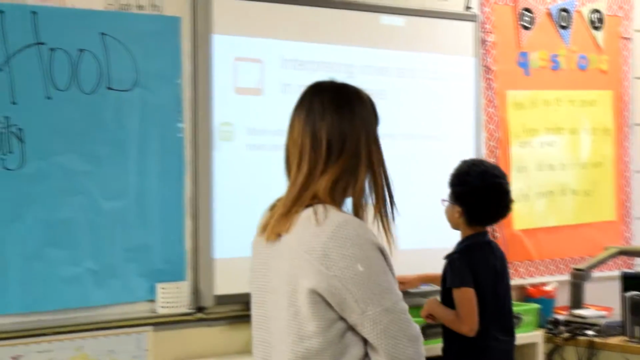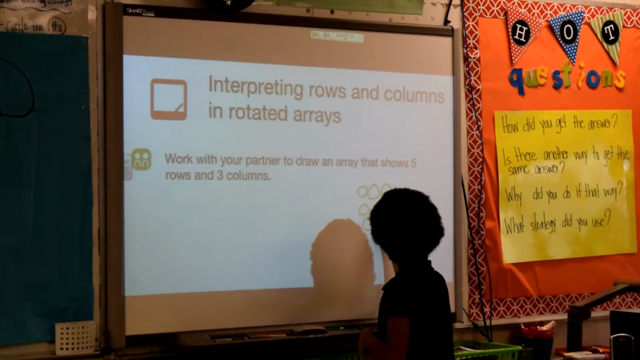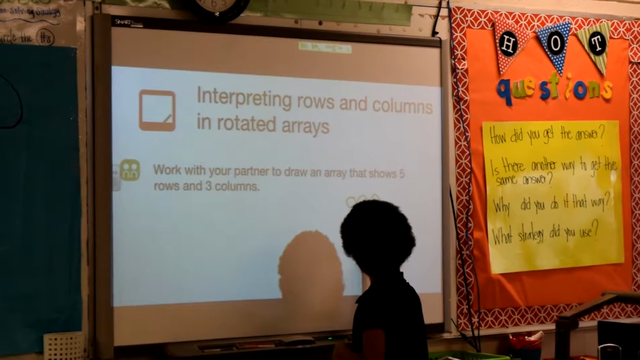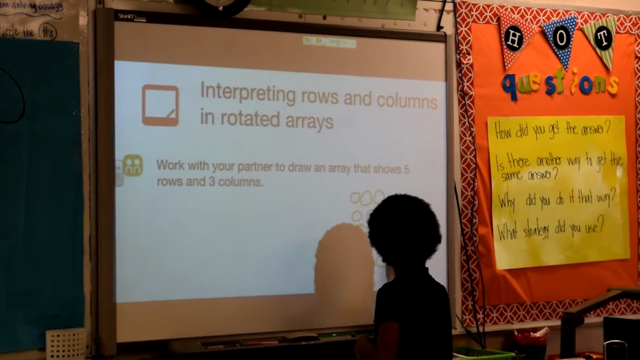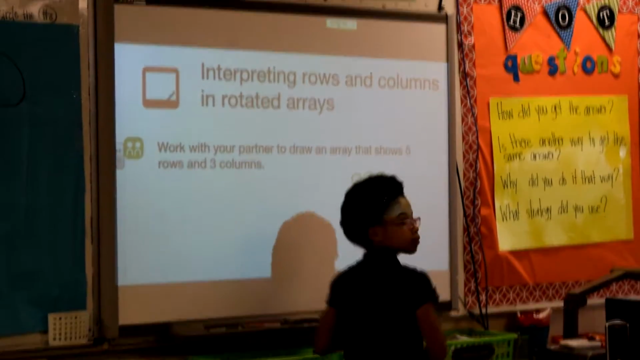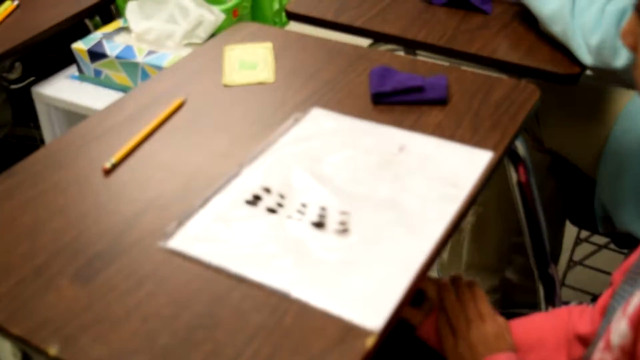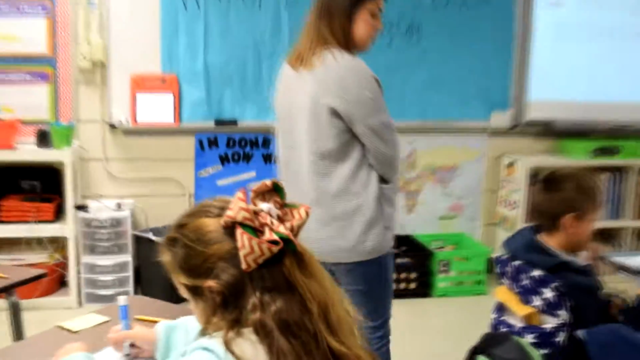Don't erase your boards. Keep your board. 5 rows and 3 columns. Very good. Check you and your partner's work to make sure it matches Madison's work. Okay? Now write an equation to match your array. Work with your partner. Write an equation to match that array.